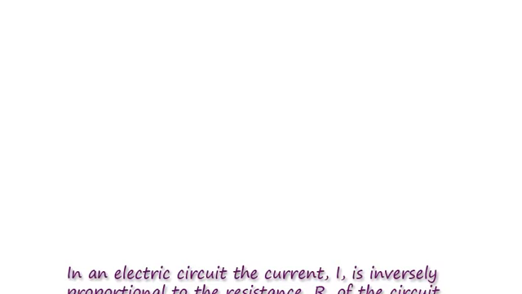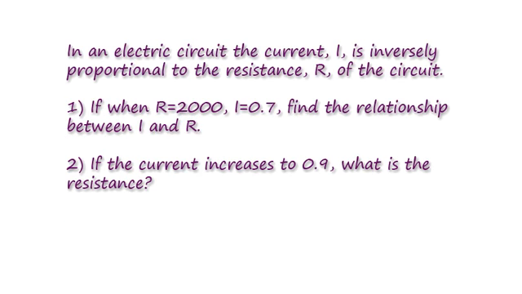Okay, let's give you guys some more practice. So, in an electric circuit, the current I, this is supposed to be capital I here. The current I is inversely proportional to the resistance R of the circuit. Now, if you don't understand electricity, don't worry about it too much. Your science teacher will one day explain to you how current is related to resistance. Anyway, let me just translate this to you.